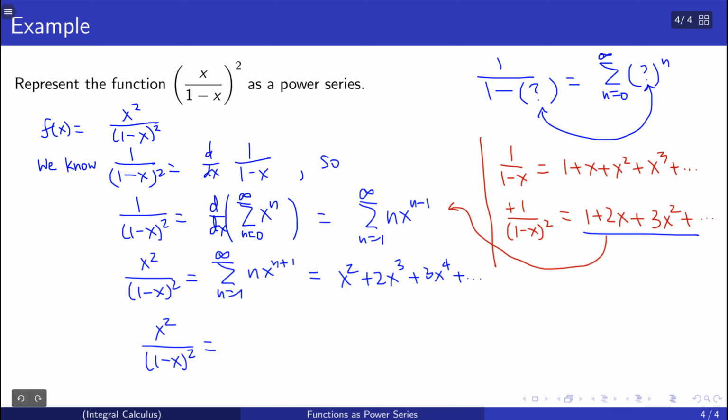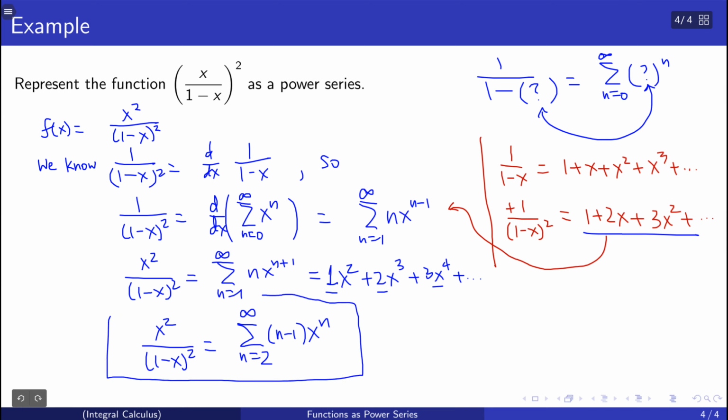And in fact, using sigma notation, we can just express this as n equals 2 to infinity. Just so we can write this as x to the n, I have n minus 1. Right? For n equals 2, the coefficient is 1. For n equals 3, the coefficient is 2, and so on. Right? We've adjusted the index of summation by 1, essentially. And that's a power series representation.